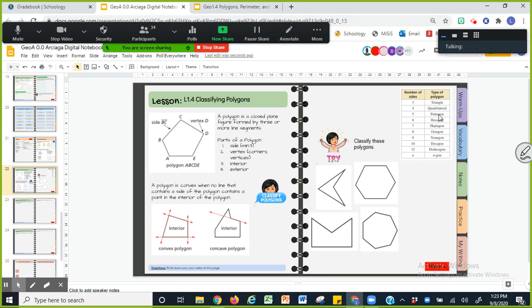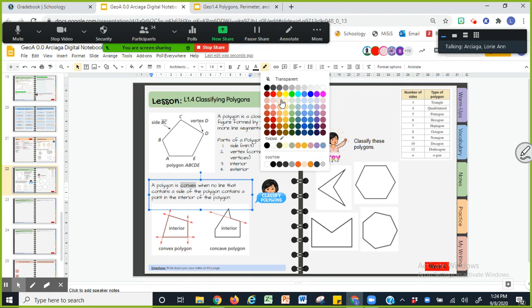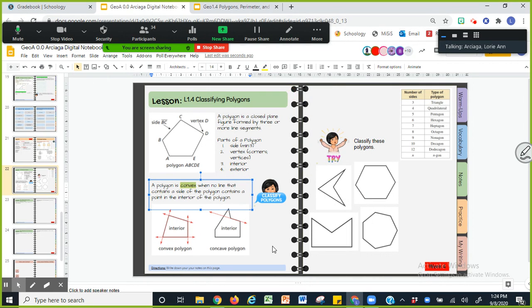However, there is another classification here on your bottom left. It says a polygon, just like mirrors in science, can be convex or concave. So when is a polygon convex? You might want to highlight that in your notebook. There you go, and you wrote that down in your word wall as well.